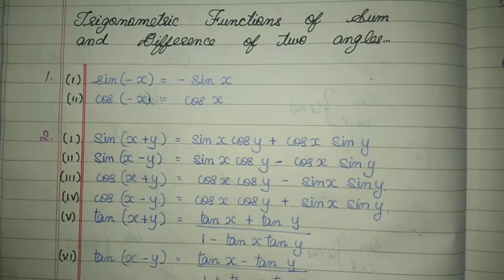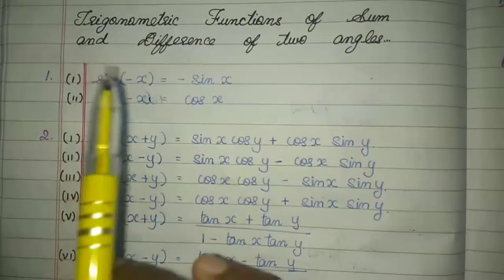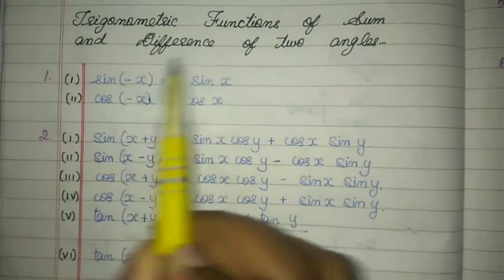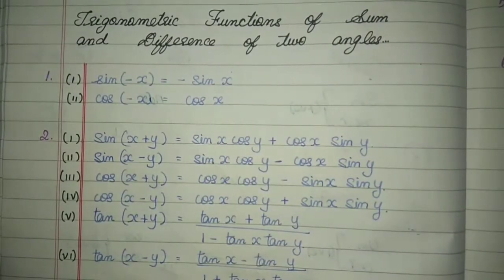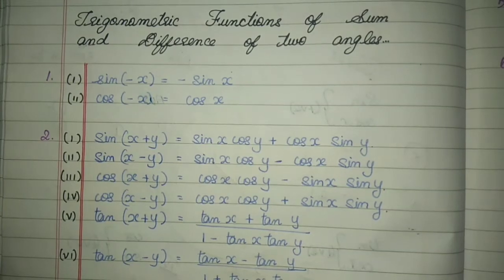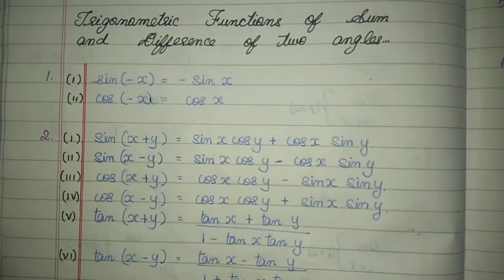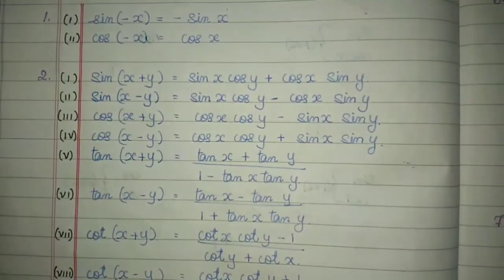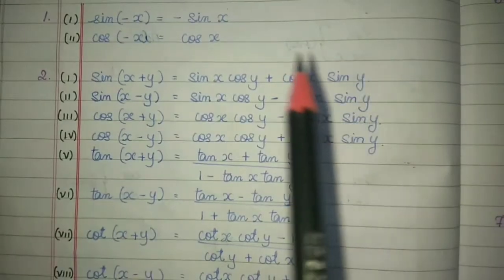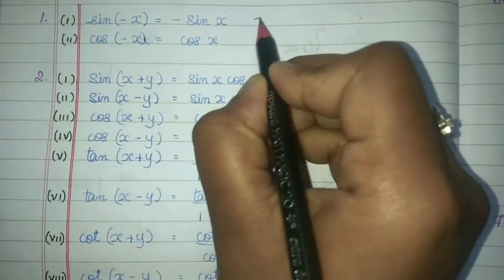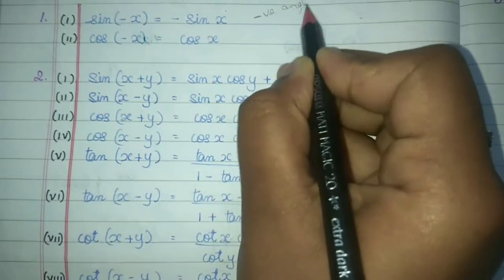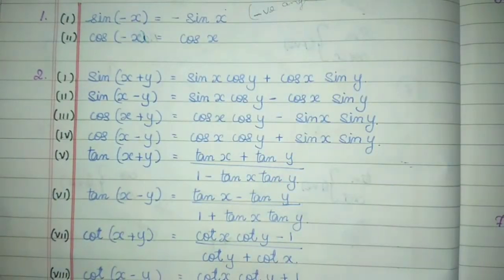So the topic is trigonometric functions of sum and difference of two angles. Let these two angles be x and y. We will just see if we add the angles or subtract the angles, what will happen or what is the result. So let's see it part by part. Now let us start to learn the first part. The first part here is the negative angle. So we will be learning what happens if we have a negative angle.